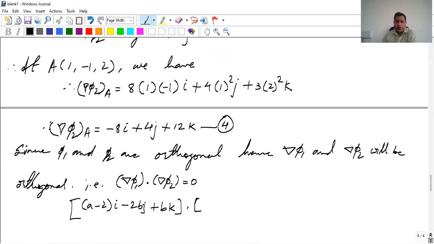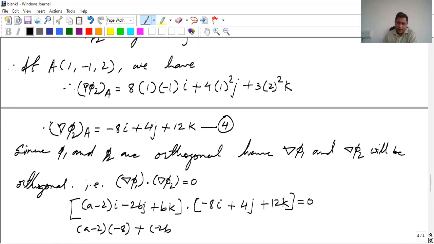Dot, what we got here? This is minus 8i plus 4j plus 12k. That is going to be 0. So now we have the dot product: (a minus 2) into minus 8 plus minus 2b into 4 plus b into 12, and this is going to be 0.